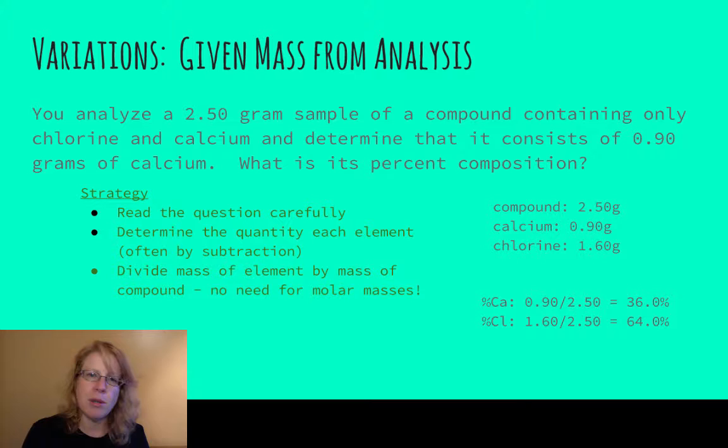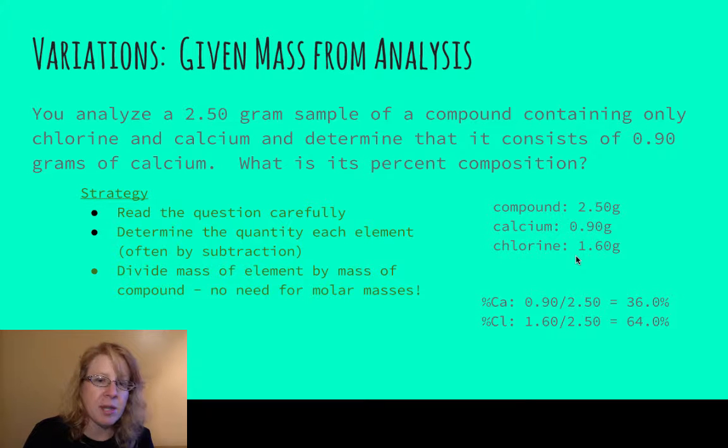Because if I know the mass of the total compound is 2.5 and the mass of the calcium is 0.9, then all I have to do is subtract those two numbers to give me the mass of chlorine. So that's that often by subtraction piece. You can see my work over here on the right. I must have 1.60 grams of chlorine present in this particular compound.